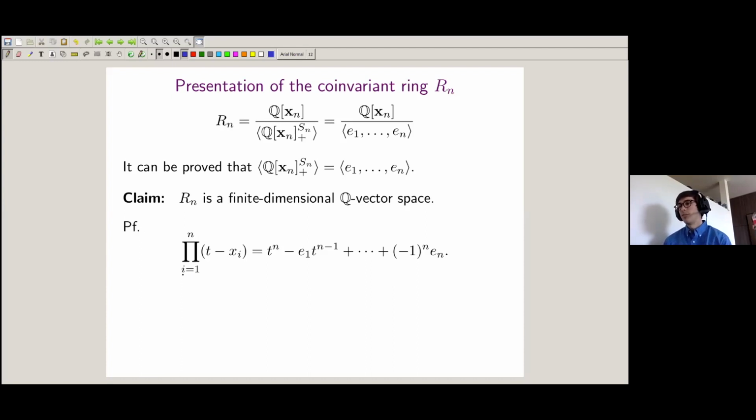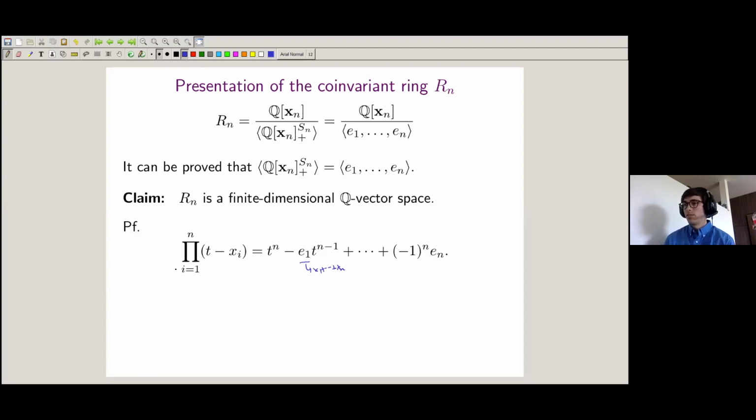Take this identity: if you take the product over all of the t minus xi and expand this as a polynomial in t, then, for example, if you take t from each factor, you'll get t to the n. Or you could take n minus 1 t's and then a factor of minus xi. You sum up over all of that, you get minus e1 times t to the n minus 1. So this is the sum of all the variables, that's the e1, and so on. So you can write it in terms of the e's.